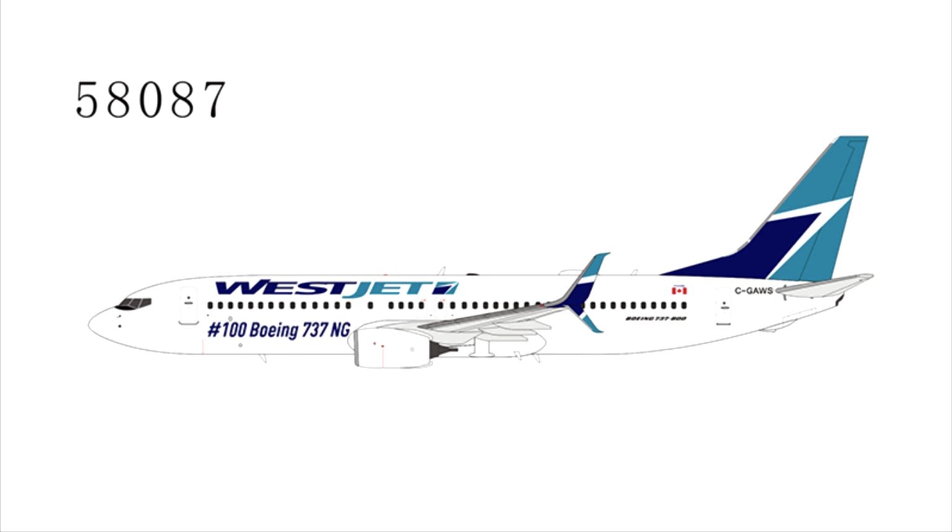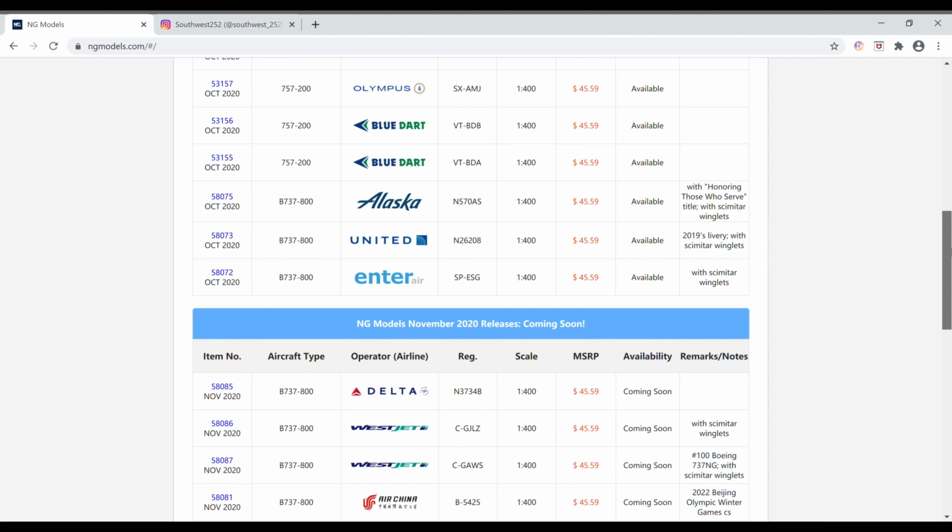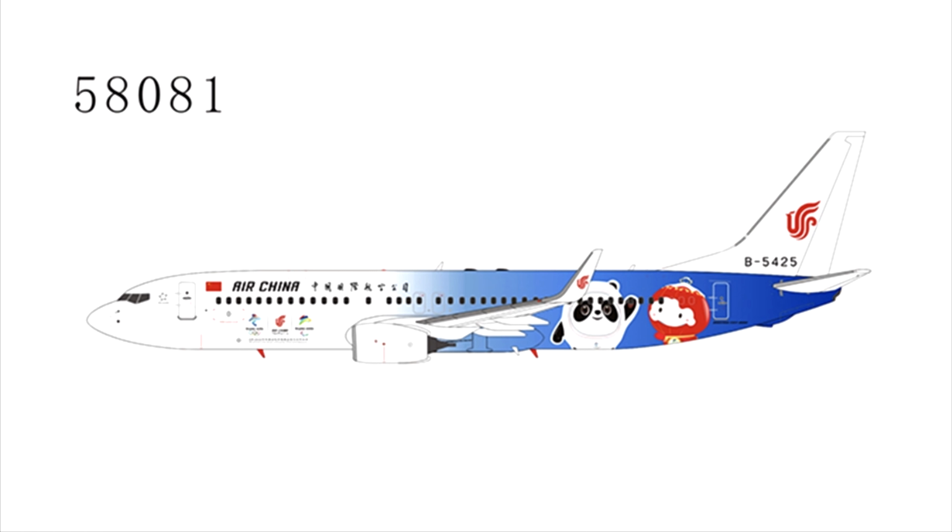Next up is an Air China Boeing 737-800. The registration is Bravo-5425. It is 4559, and this is the 2022 Beijing Olympic Winter Games color scheme. And the item number is 58081.